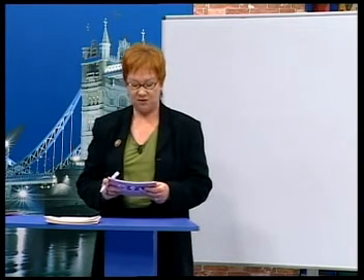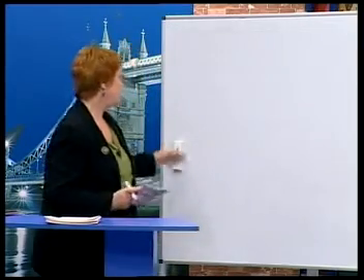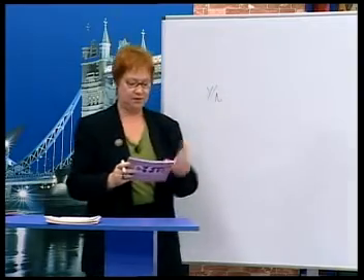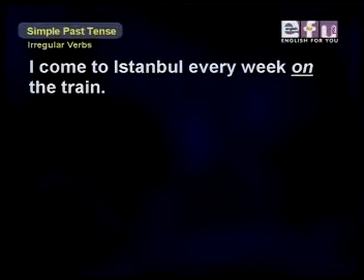This is only for be. Okay? We don't use a helping verb with be for negative sentences or questions. And when we ask questions, we change the order for yes-no questions. Okay, we change it around. Now look at these sentences. I come to Istanbul every week on the train.